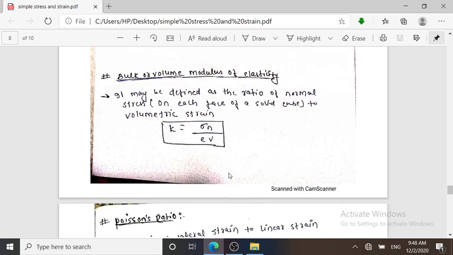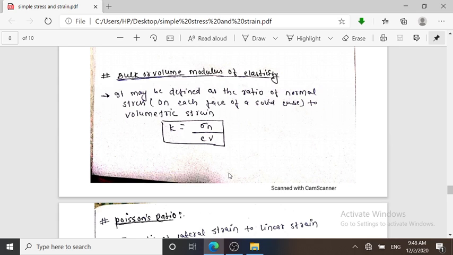Now bulk modulus of elasticity. Well, my dear friends, bulk modulus is the ratio of normal stress on each face of the solid cube to the volumetric strain. Here the term to understand is what is normal stress. So normal stress is nothing but the stress which acts perpendicular to the surface of the body.